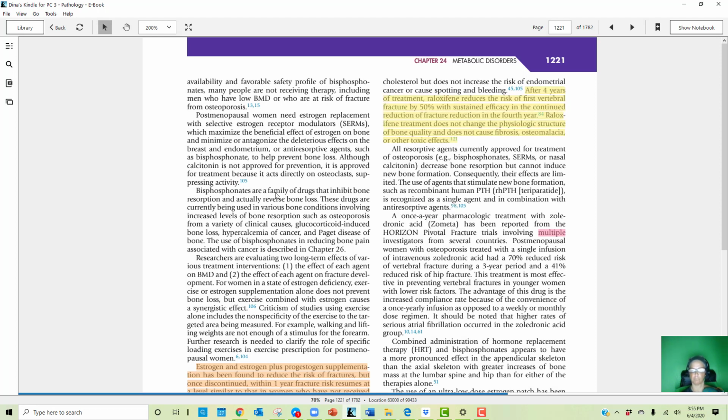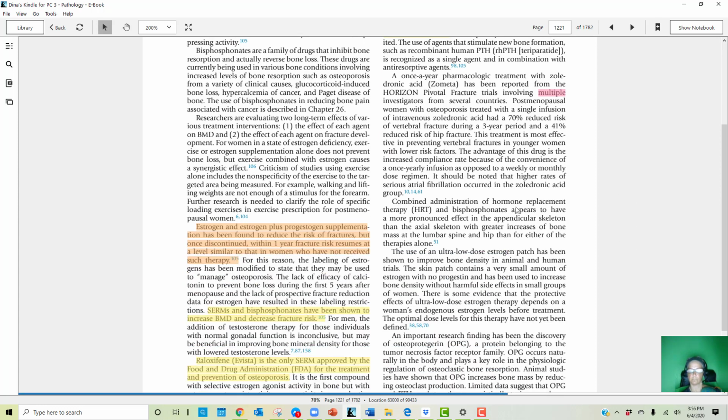toxic effects. Anti-resorptive agents currently approved for treatment of osteoporosis, for example, bisphosphonates, SERMs, or nasal calcitonin, decrease bone resorption but cannot induce new bone formation. Consequently, their effects are limited. The use of agents that stimulate new bone formation, such as recombinant human PTH, rhPTH, teriparatide, is recognized as a single agent and in combination with anti-resorptive agents.